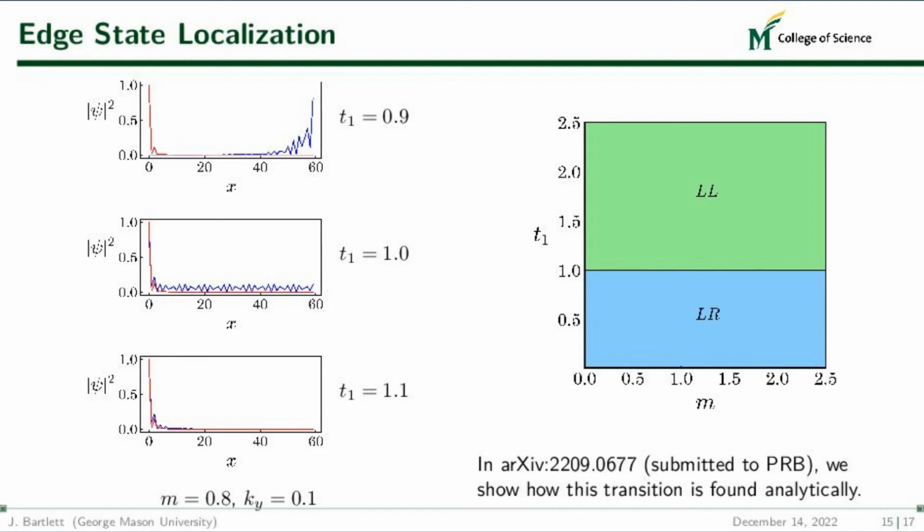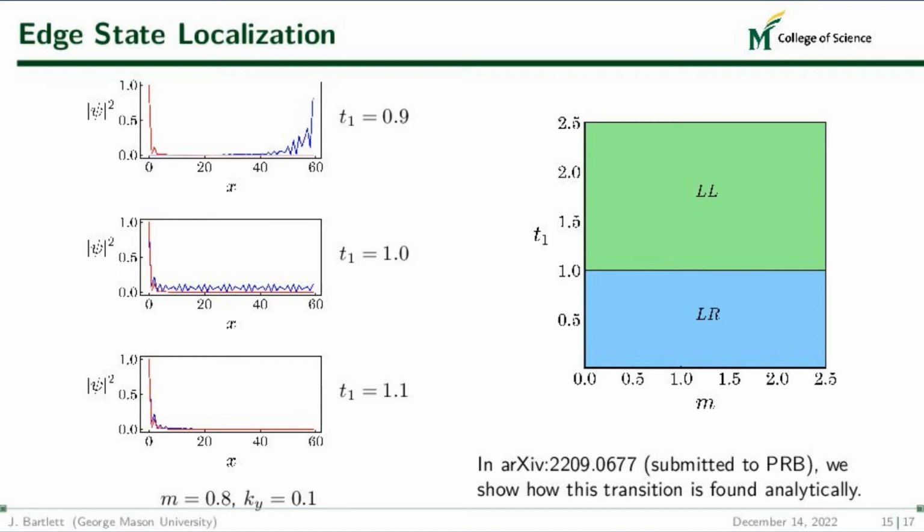In our paper, we show how you can find this analytically, and then you can produce these localization diagrams on the right. Once you find these transition lines, you can determine the different regions where the edge states will be on the left or right, or both on the left or both on the right, and so on and so forth.